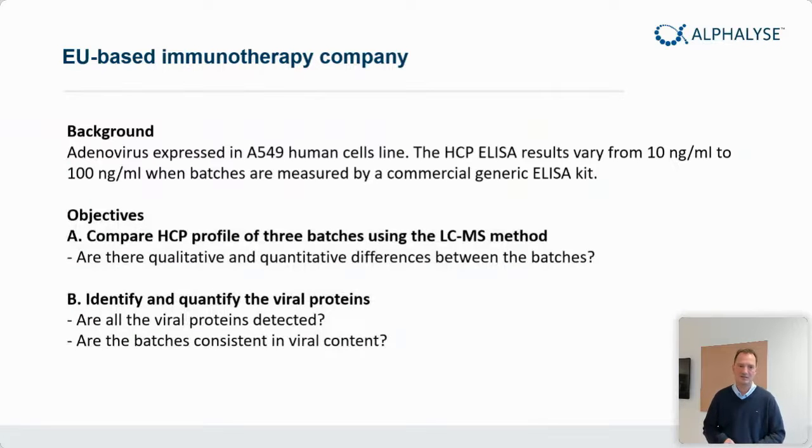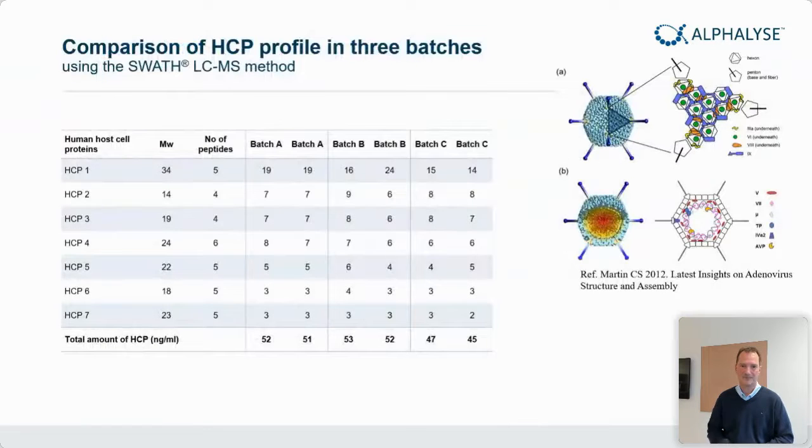So the objective was, again, to compare the HCP profiles between 3 GMP batches using the LC-MS method. Are there any differences between the batches? And then secondly, identify and quantify the viral proteins. Are all the viral proteins detected, and are the batches consistent in viral content?